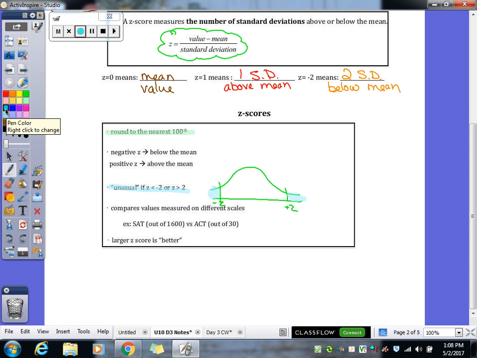So then what z-scores allow us to do is compare values measured on different scales. For example, you can compare your SAT versus your ACT score. And the larger the z-score, the better it is. Especially if you're looking at test grades, a larger z-score means you did better on the test than other people did. So let's take a look at our examples over here.